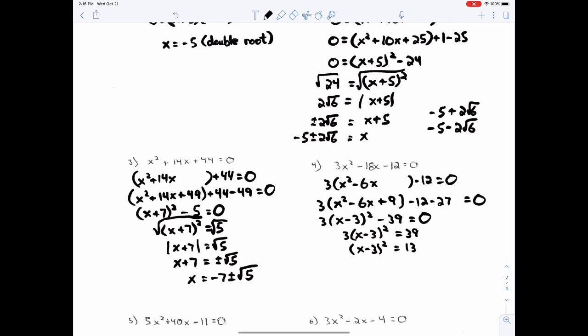And now take the square root of both sides. And then the absolute value gives us a plus and minus square root of 13, sorry. And then we'll add the 3.